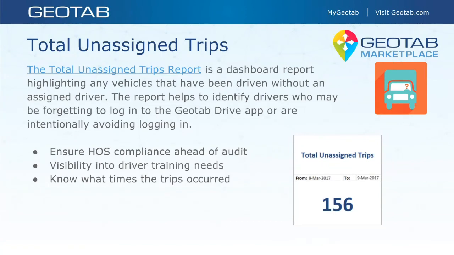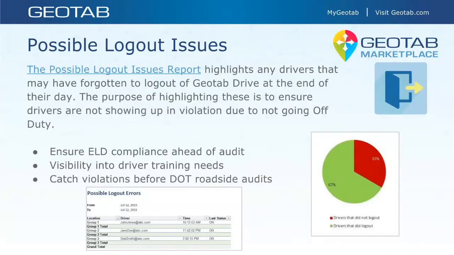A couple of marketplace reports here. One is total unassigned trips, which is a dashboard report highlighting any vehicles that were driven without an assigned driver. So maybe your driver forgot to log into the Geotab Drive app. Maybe they were intentionally avoiding logging in. So this just shows you the total trips that happened without a driver assigned.